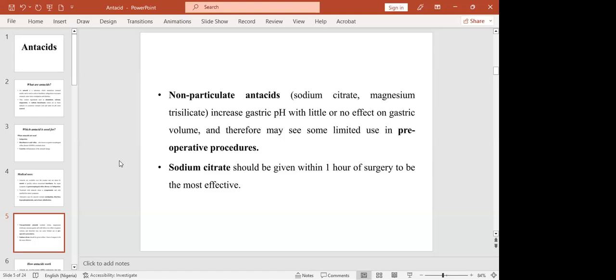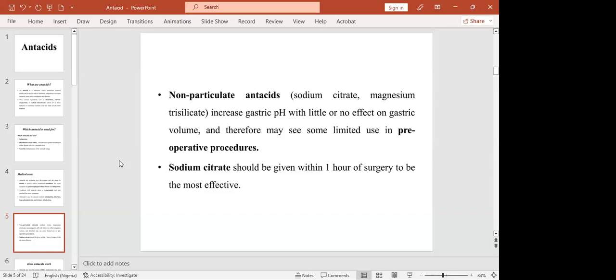So you can give a non-particulate antacid in such a situation. 5 mils, 10 mils of it will not do much. It will not even increase the gastric content, so much so that the patient will not vomit. So sodium citrate could be given within 1 hour of surgery to be most effective. So you could give it like 1 hour before surgery for someone who is not planning to have a surgery within the stomach. You understand?